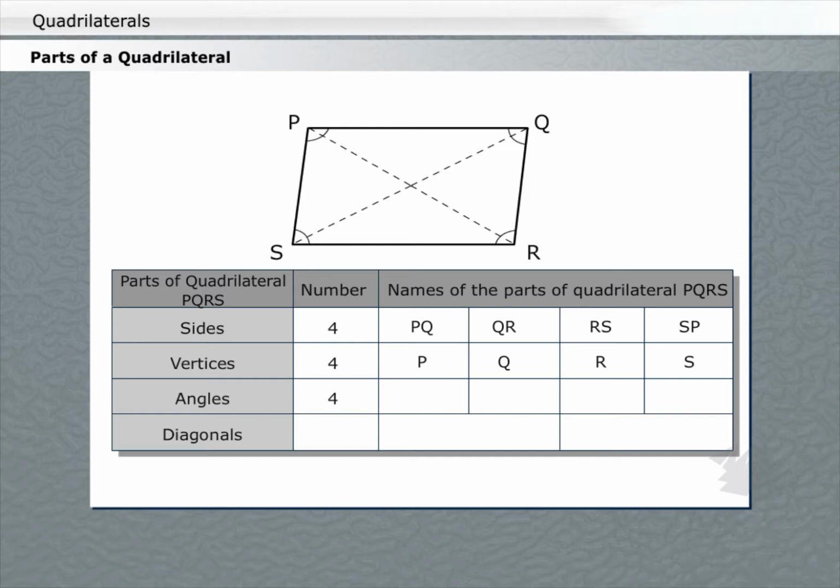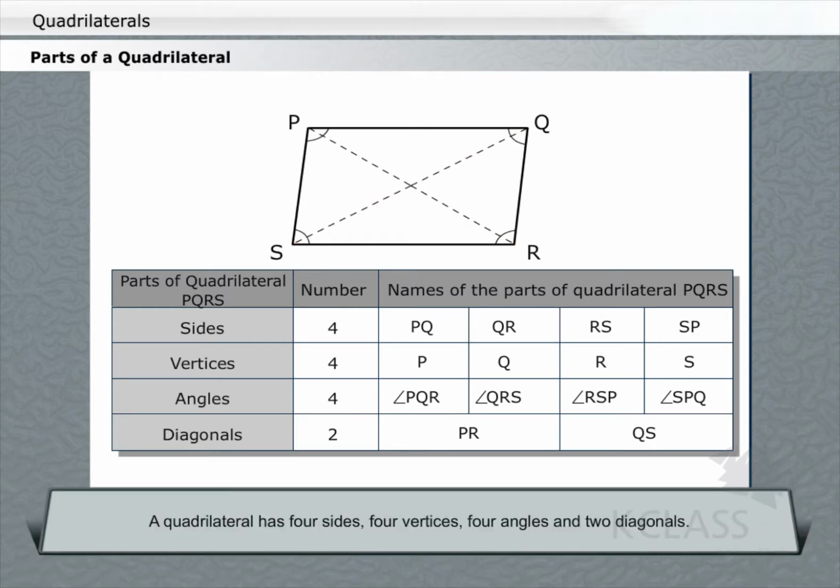The angles of the quadrilateral are angle PQR, angle QRS, angle RSP and angle SPQ. The diagonals of this quadrilateral are PR and QS. Thus, a quadrilateral has four sides, four vertices, four angles and two diagonals.